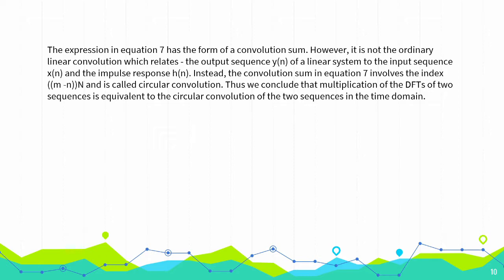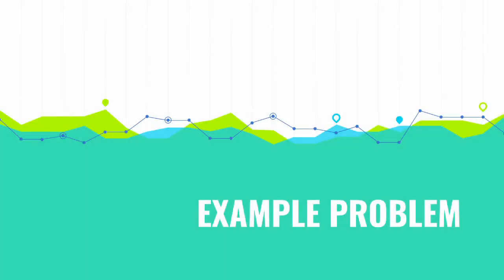Thus, we conclude that the multiplication of the discrete Fourier transforms of two sequences is equal to the circular convolution of the two sequences in the time domain. Now, let us look at a sample problem in order to understand the concept a little better.